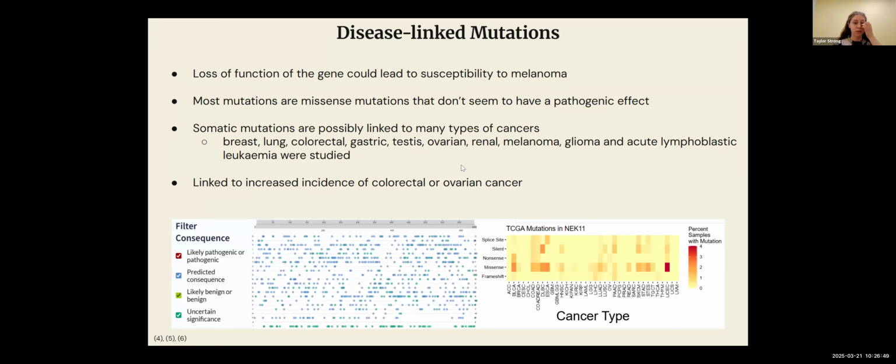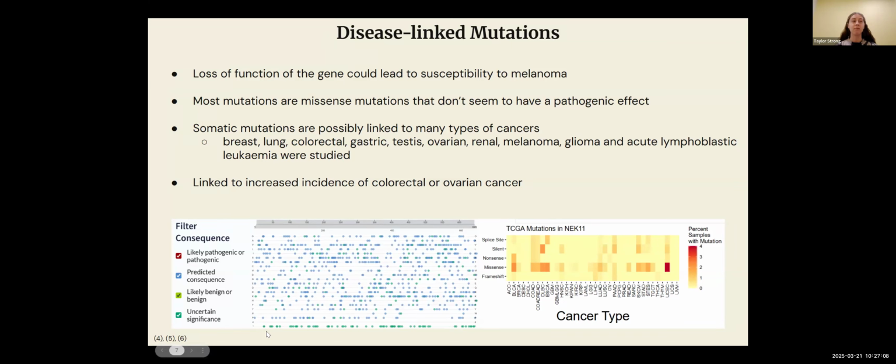As for disease-linked mutations, loss of the function could lead to susceptibility of melanoma. However, it has not been fully identified whether it is the cause of it. Most of the mutations are missense mutations that don't seem to have any pathogenic effect, which can be seen in the UniProt diagram on the bottom here.